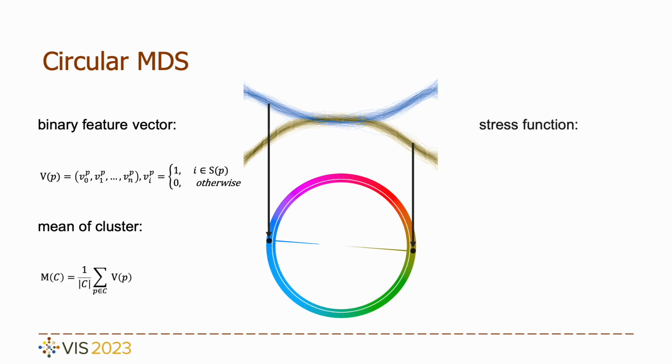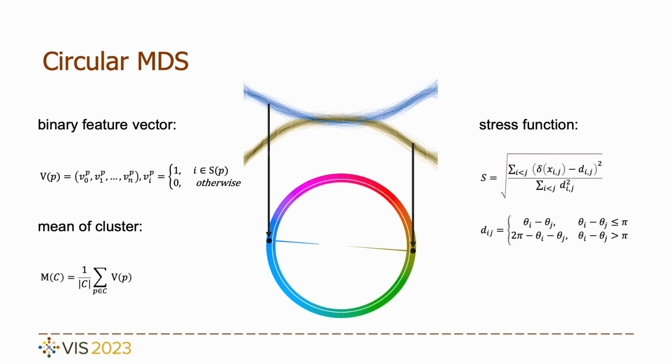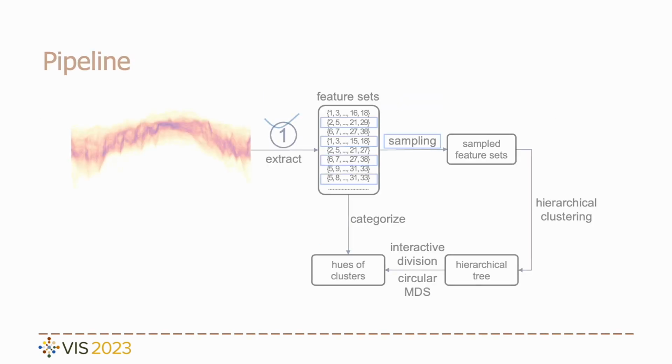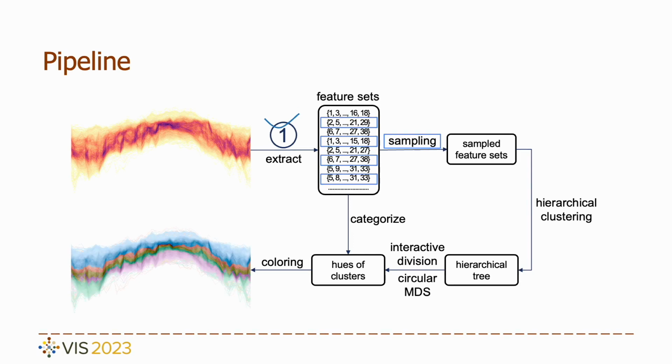To map these means onto the hue view, we employ circular multidimensional scaling, optimizing angles through gradient descent to determine each cluster's hue value. Once we have the assigned hue for each cluster, we use these hues to create single hue color maps, which we then apply to color the clusters in our colored line-based density plot.